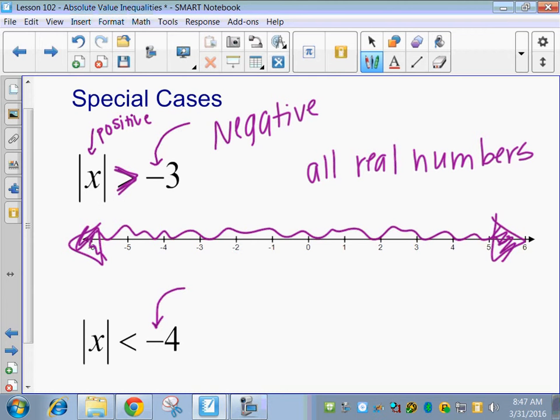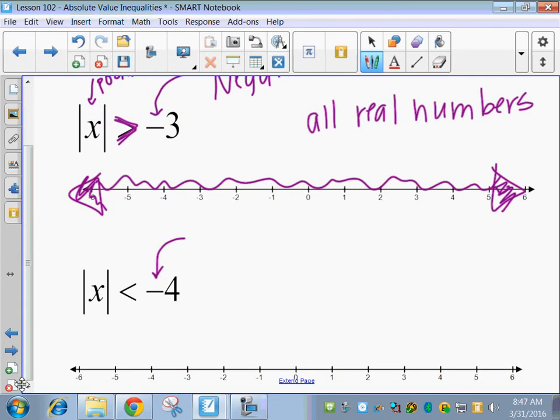So one of the answers will always be all real numbers if you have that negative sign. The other one, what if we have the absolute value of x is less than negative 4? So let's say I plug in negative 100, right? You plug negative 100 in, but it says absolute value, so that changes it to positive 100. Is positive 100 less than negative 4? No, right? So whatever we plug in is always going to be a positive number.